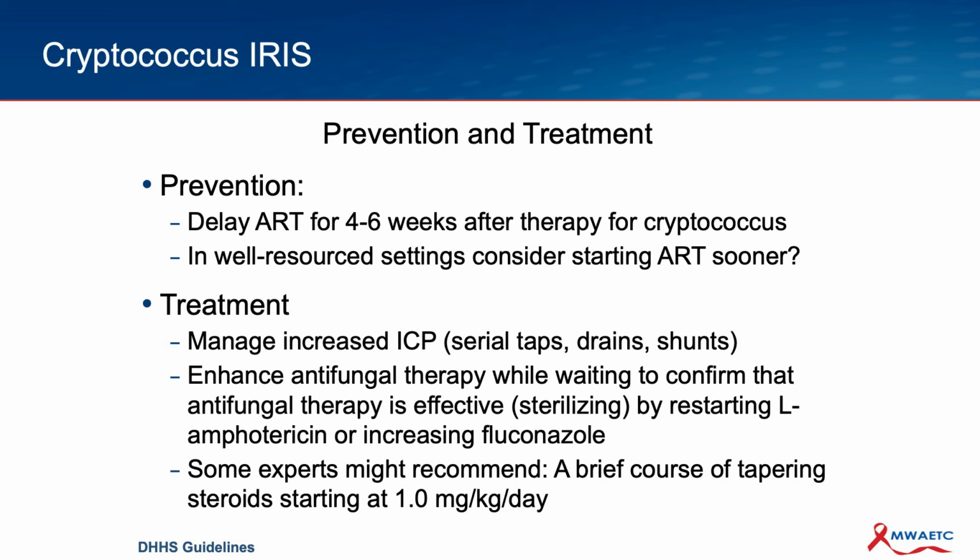So prevention and treatment. Prevention: delay ART for 4 to 6 weeks after therapy for cryptococcus. In well-resourced settings, consider ART sooner. I put a big question mark after that. The treatment is to manage ICP with serial taps, drains, and shunts, and enhance antifungal therapy while waiting to confirm that antifungal therapy is effective, that it's actually killing the organism.